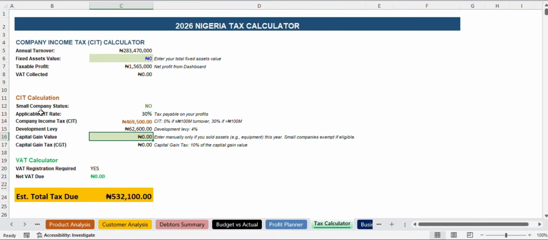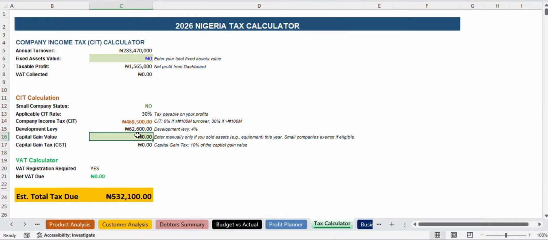Again, you have your CIT calculation. Are you a small business? Somebody doing 283 million, you're no longer a small business. That's a fact. Then applicable rates, you have 30%. That's the rate. Your company income tax, your CIT, is this. Your development levy, which is 4%, is also this.